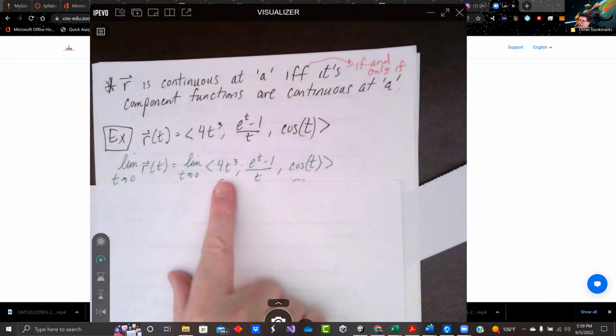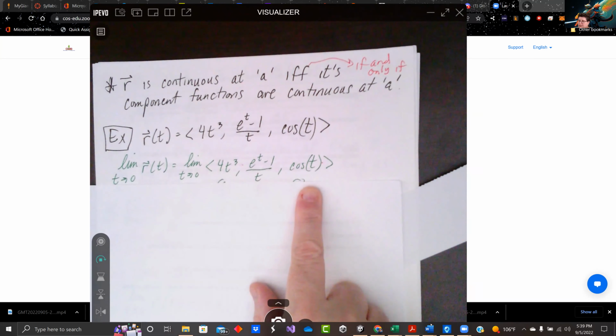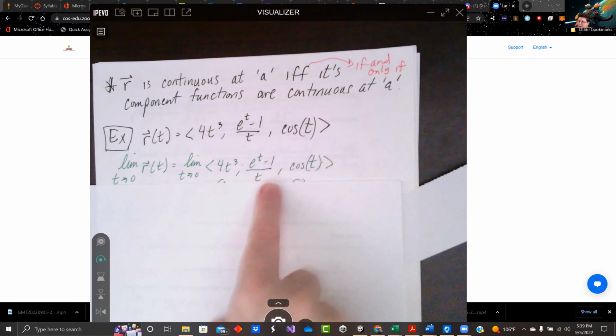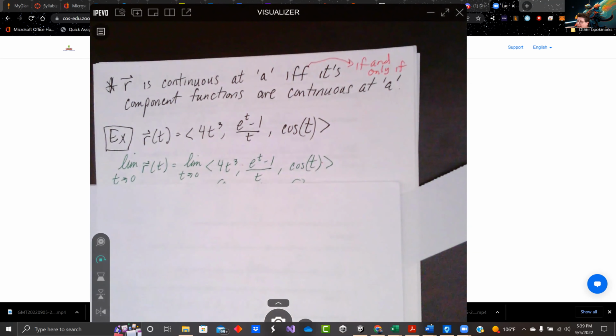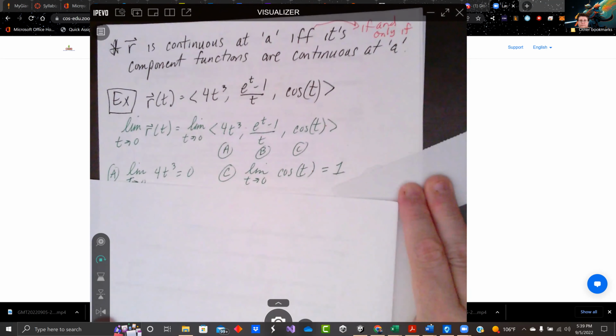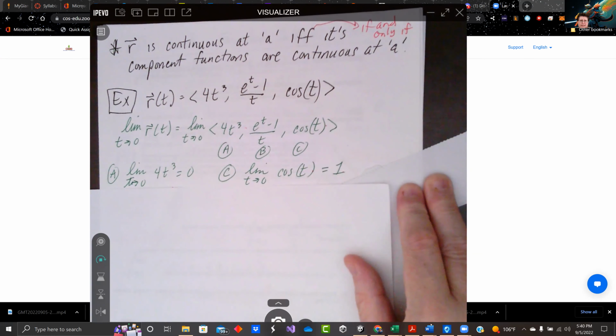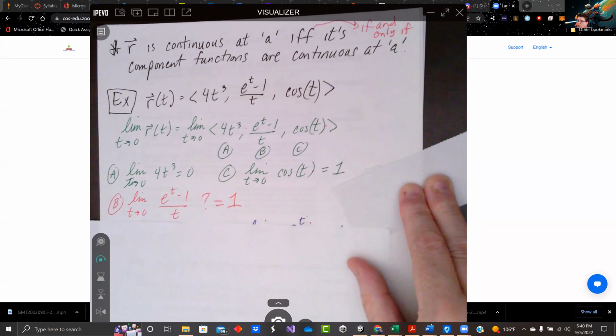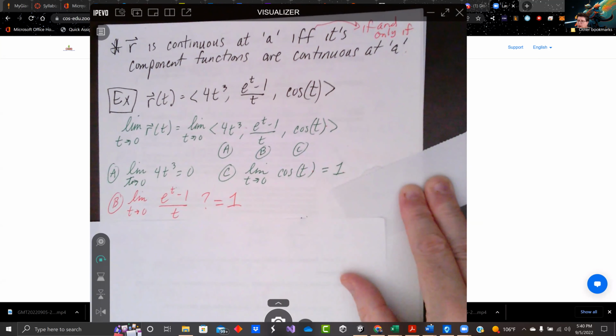Doing the limit of 4t cubed and cosine t is pretty simple for t equals 0. There's more going on with this one, so I'm going to do that one last. I label them a, b, and c so we can look at them like that. The limit as t approaches 0 of 4t cubed is just 0. 4t cubed is a cubic polynomial. It's continuous. Cosine t is a sinusoidal wave. It is continuous there. Cosine of t at t equals 0 is 1.